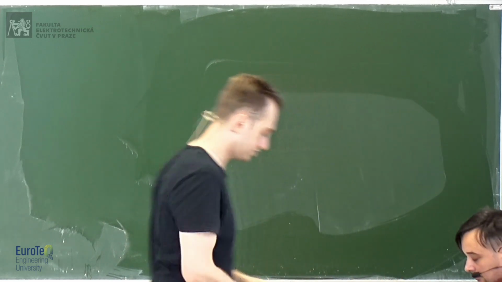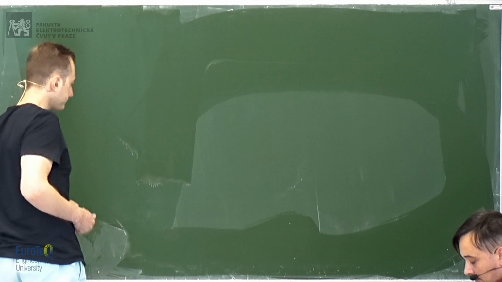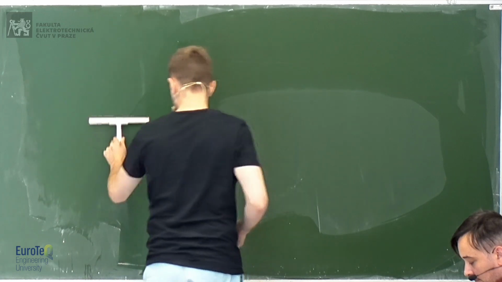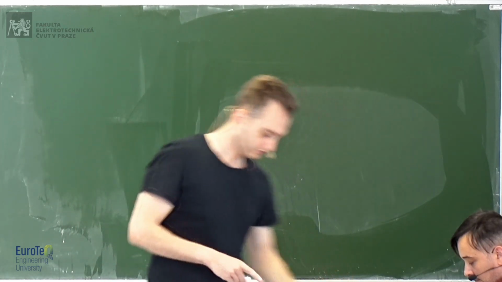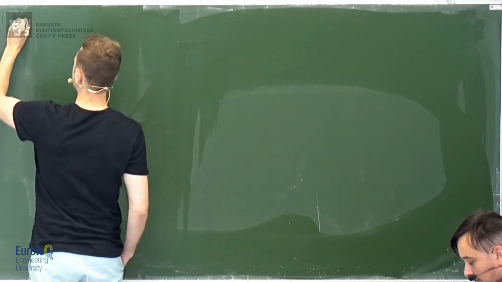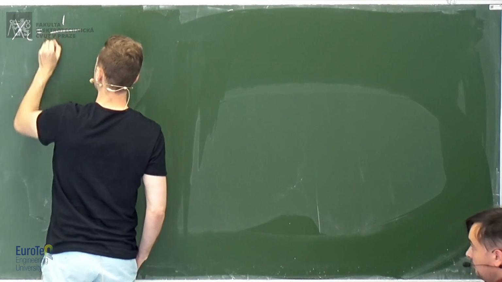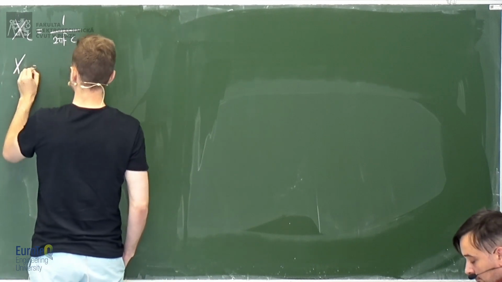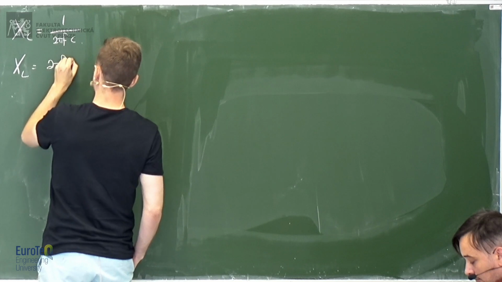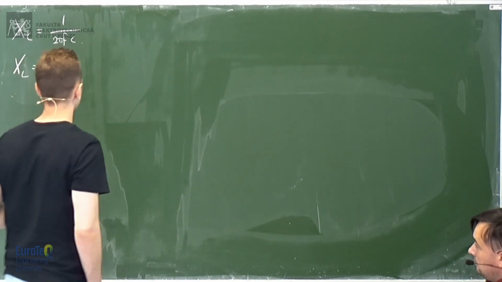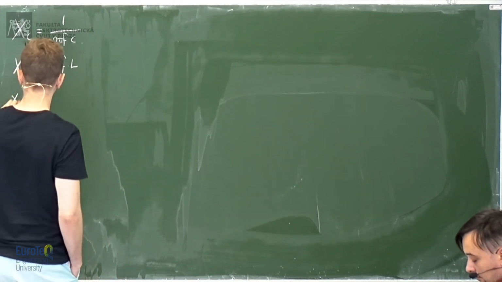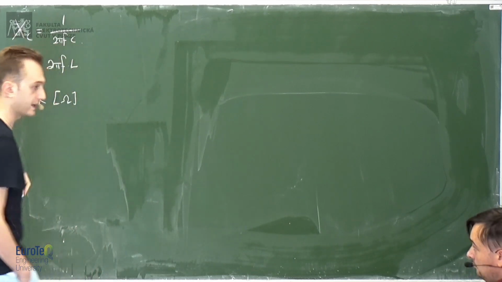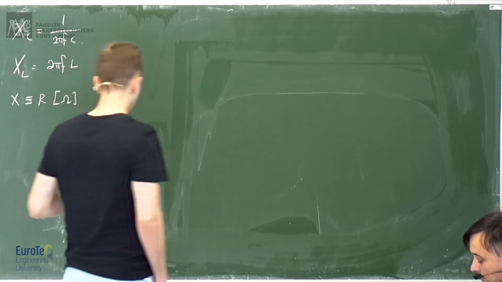Firstly, let's describe the reactance of inductors and capacitors. XC is equal to 1 over 2 pi FC, and XL is equal to 2 pi FL, okay? And you can think of reactance as resistance. They both have units of ohms, right? And it's not a complex value, it's a scalar value.